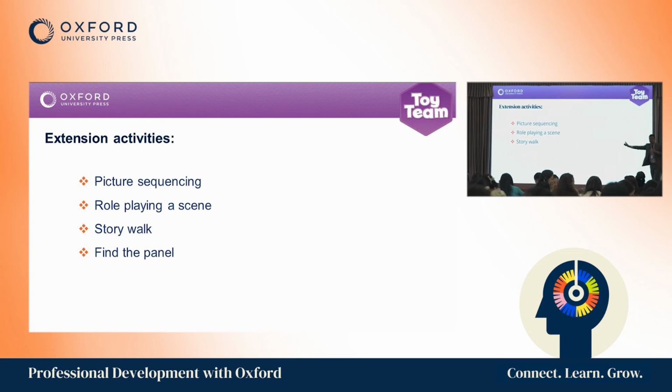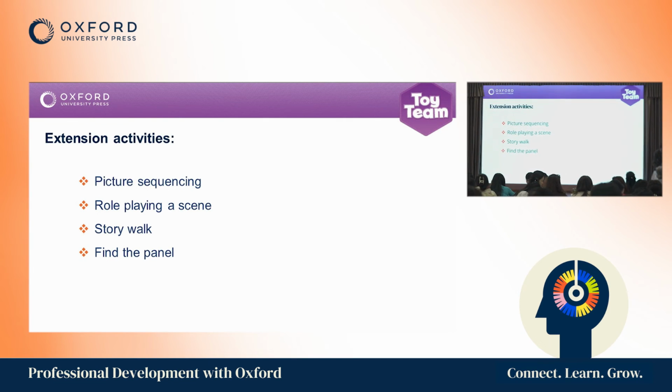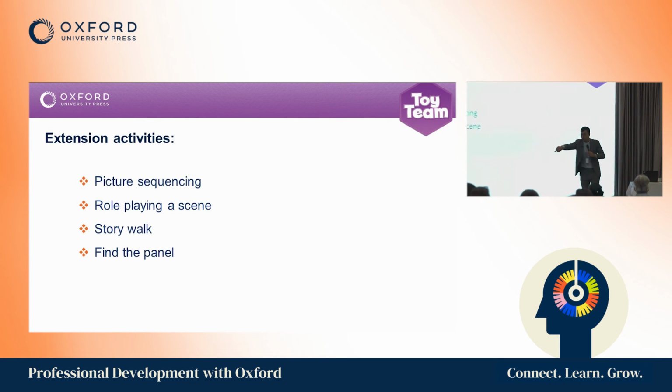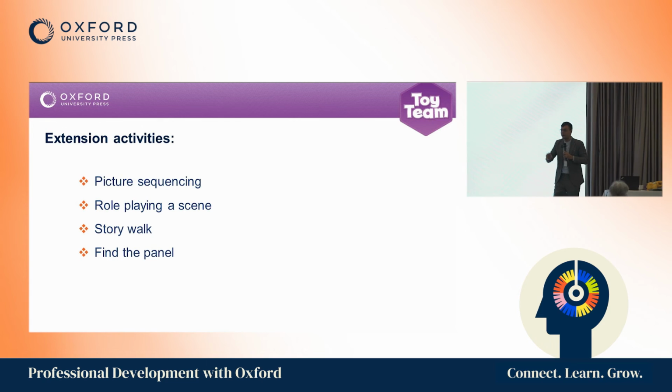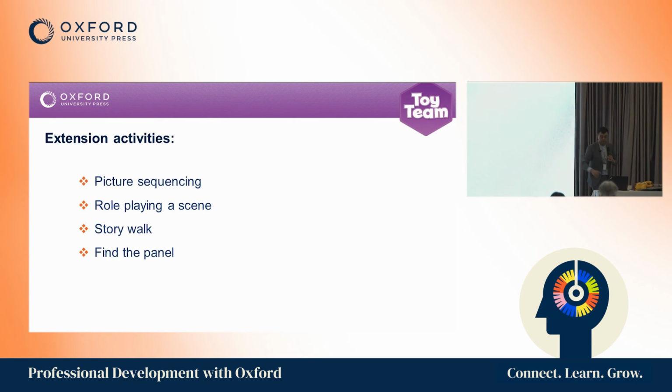Story walks are putting panels around the class, and students walk and find the different panels. So you can print out the different pictures, put them on the table, play the audio, and the students have to find it, point to the right one there, or walk around the classroom to find it as well.